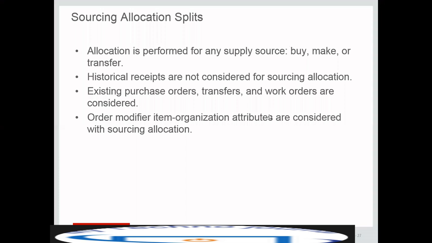So coming to the sourcing allocation splits, as you can see, allocation is performed for any supply source within a particular rank, whether it is a buy, make, or transfer. Historical receipts are not considered for sourcing allocation. Existing purchase orders, transfers, and work orders are only considered. And if you have any kind of order modifiers, which are item organization specific attributes, you set up these order modifiers at the item level in a particular organization, then those order modifiers are also considered along with sourcing allocation.